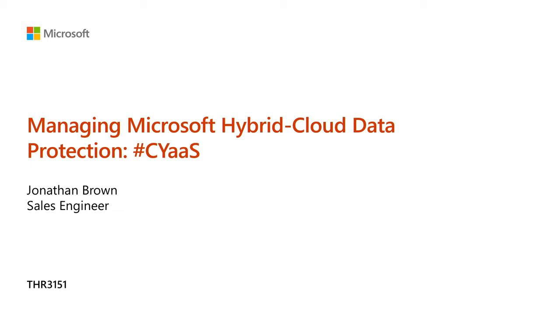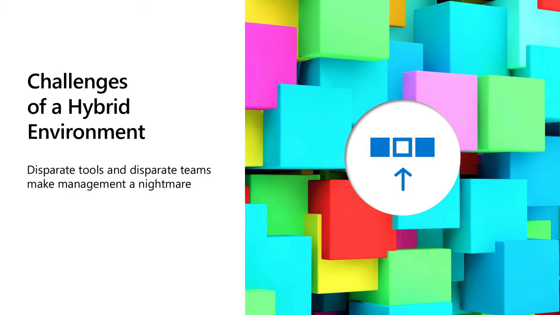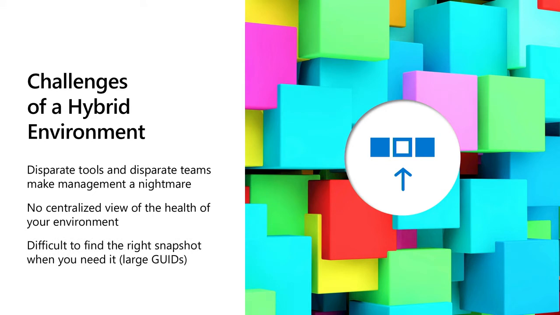So, getting right into it, what are the challenges of a hybrid cloud deployment? We've got disparate teams, we've got disparate solutions, which means disparate tools to manage all of that. So, as you can imagine, management being a nightmare, and also not having a centralized view into the health of your environment. Now, I am talking specifically in the context of data protection. So when I mean health, that's more along the lines of backup status, make sure everything has been successful, there's no failures. But when you have disparate teams and disparate solutions, it's hard to get an overall view of how my environment is doing.